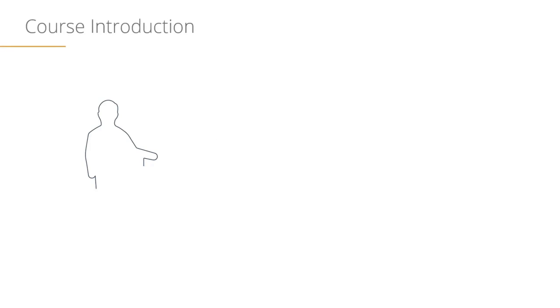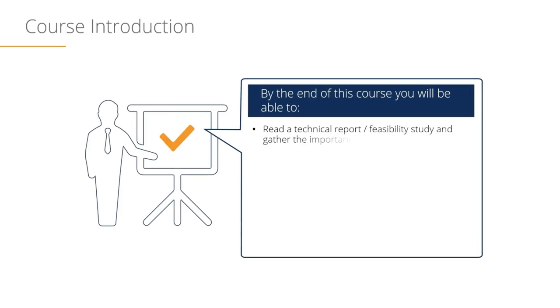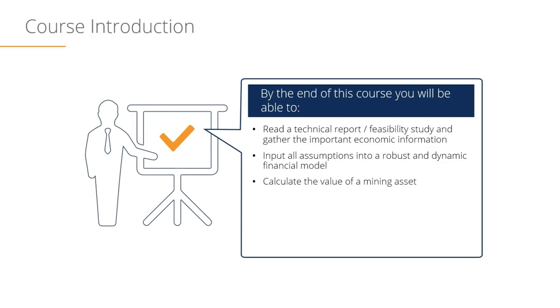By the end of this course, you'll be able to do several things. The first is, you'll be able to read and interpret a technical report or feasibility study so you can gather the economic information you need to start building your model. Next, you'll input the assumptions from the report into a robust and dynamic model in Excel. From there, you'll use formulas to calculate the net present value of the mining asset. And finally, you'll run sensitivity analysis to output charts and illustrate the range of values for this investment opportunity.